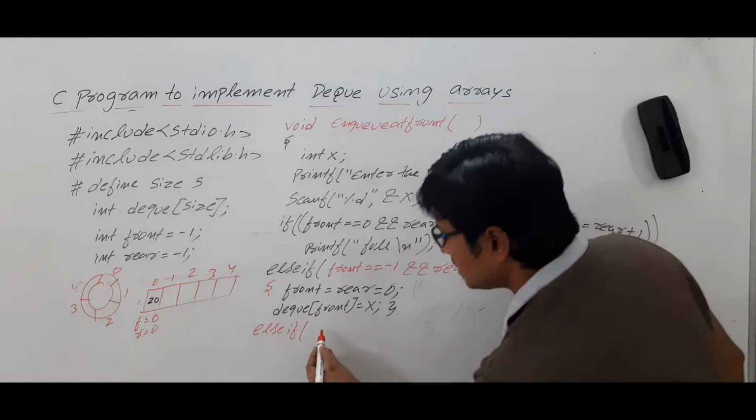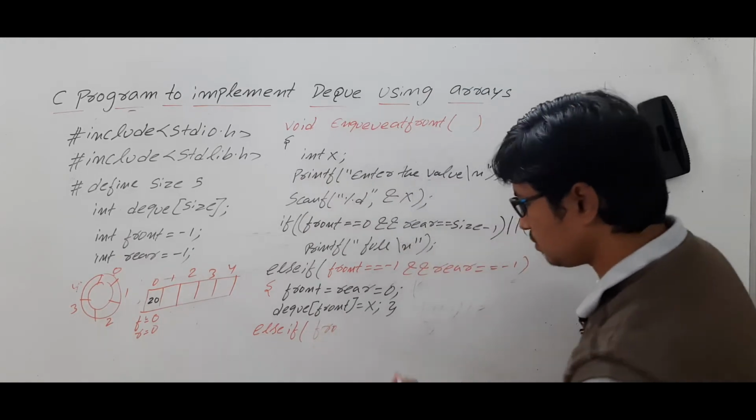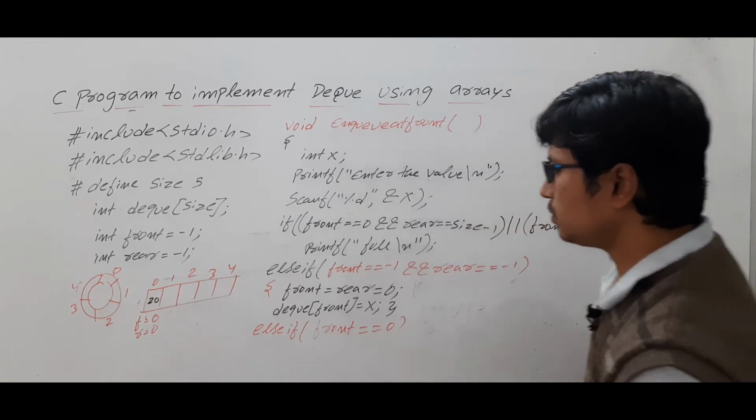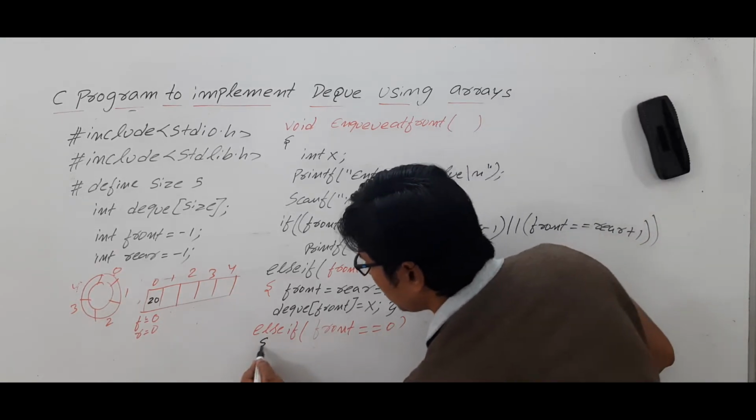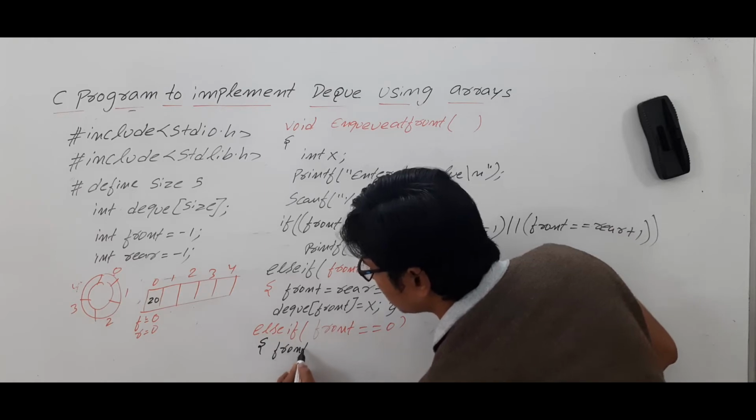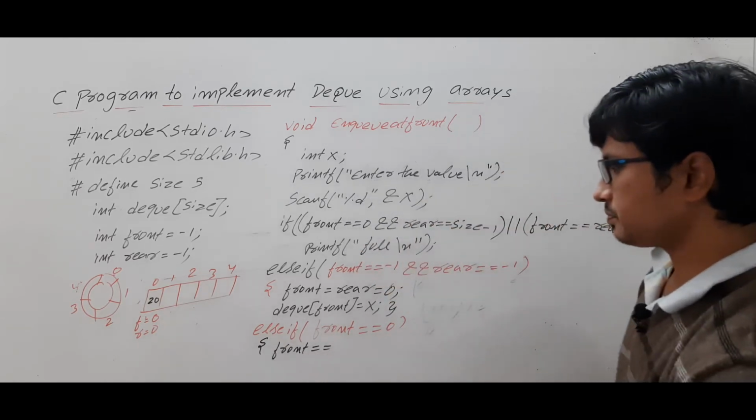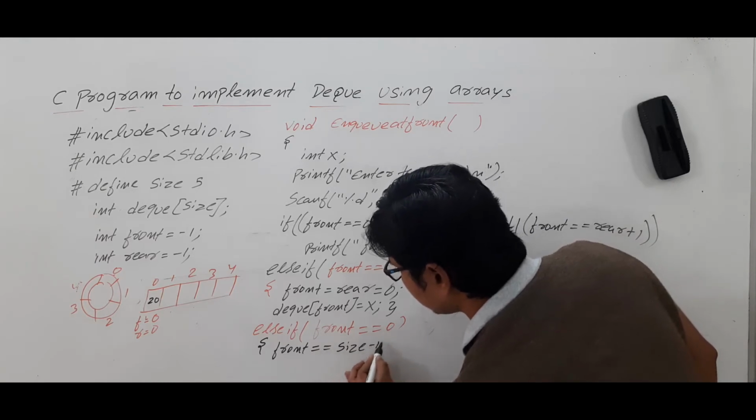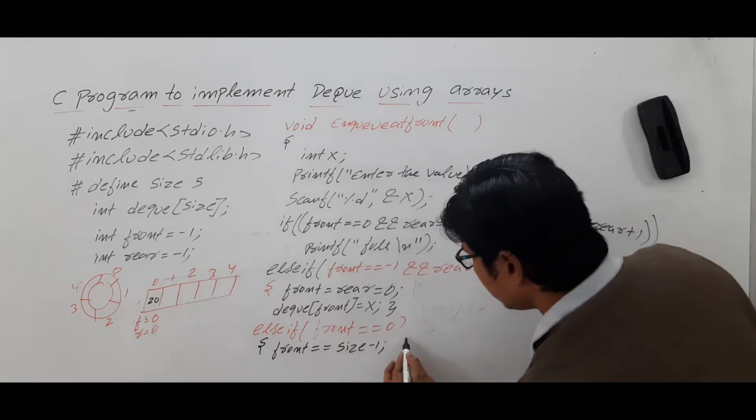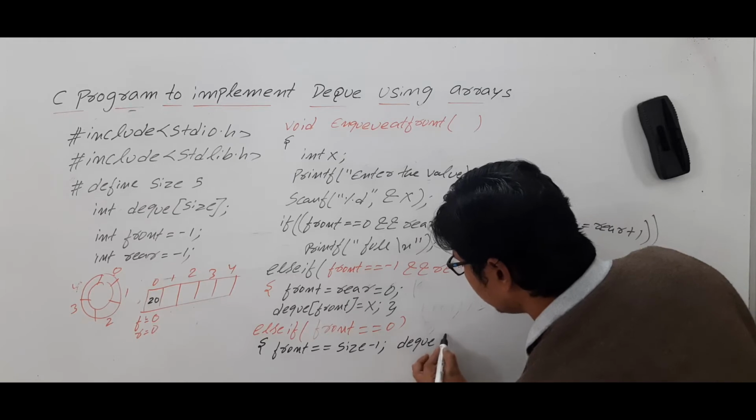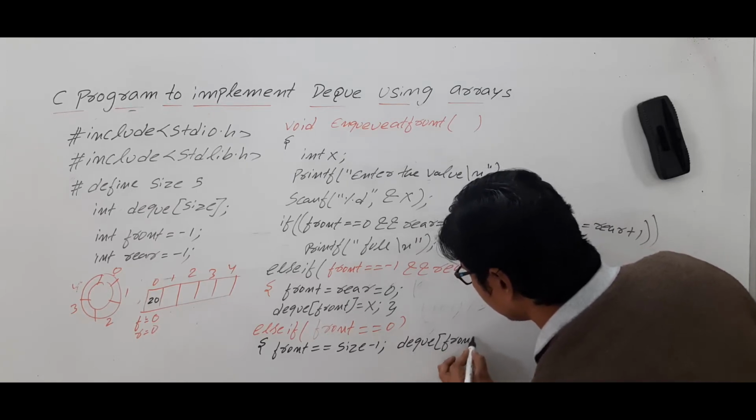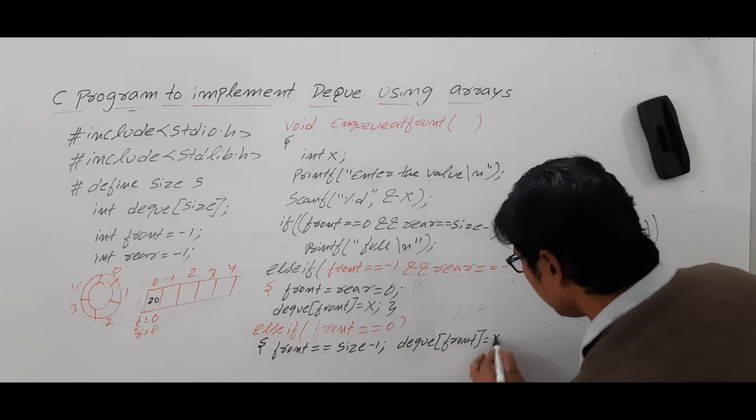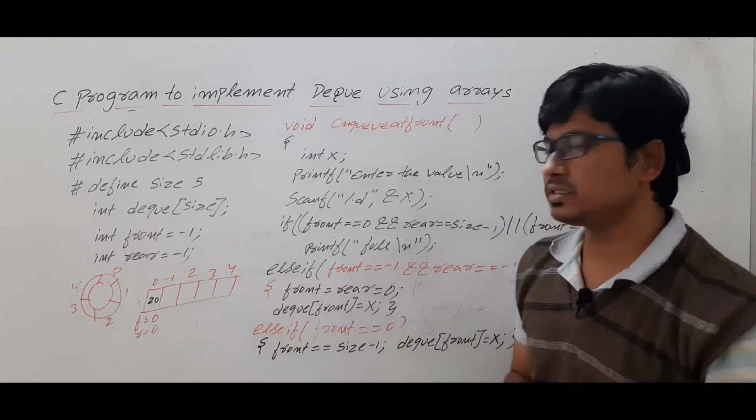So else if front is equal to 0, then what you need to do is make front equal to size - 1, and in the array called dequeue at index front you need to assign the value. Is it clear? So this is the else if.